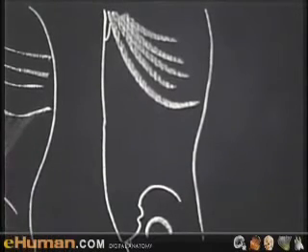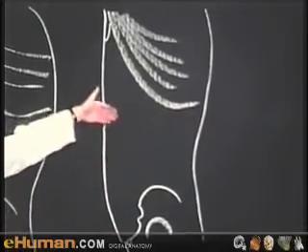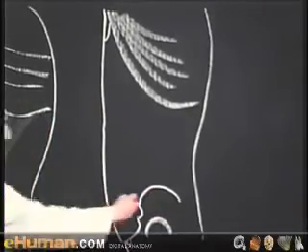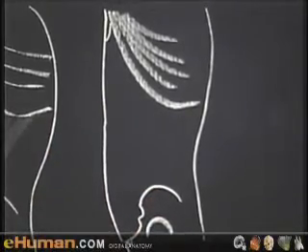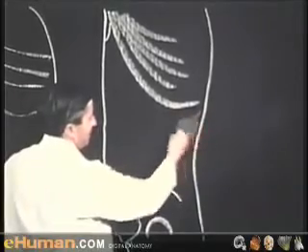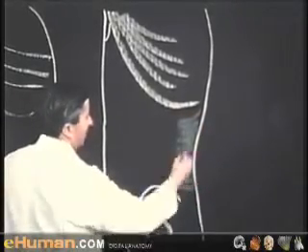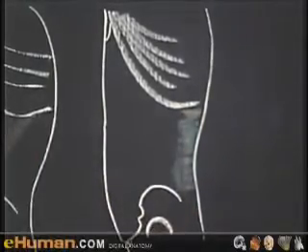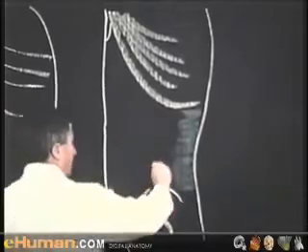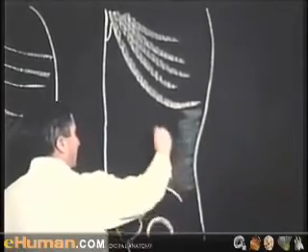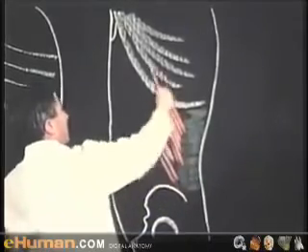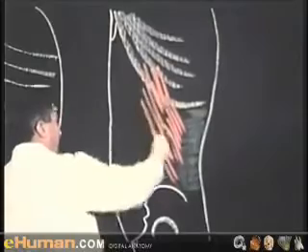Now, the fibers of the internal oblique pass upwards and forwards, and they arise from the iliac crest and from the lumbar fascia. The lumbar fascia merely connects this muscle to the lumbar vertebrae posteriorly and fills in this interval between the costal margin and the iliac crest. And the fibers pass up in this direction, and they're going to be inserted into the lower three ribs in this manner.